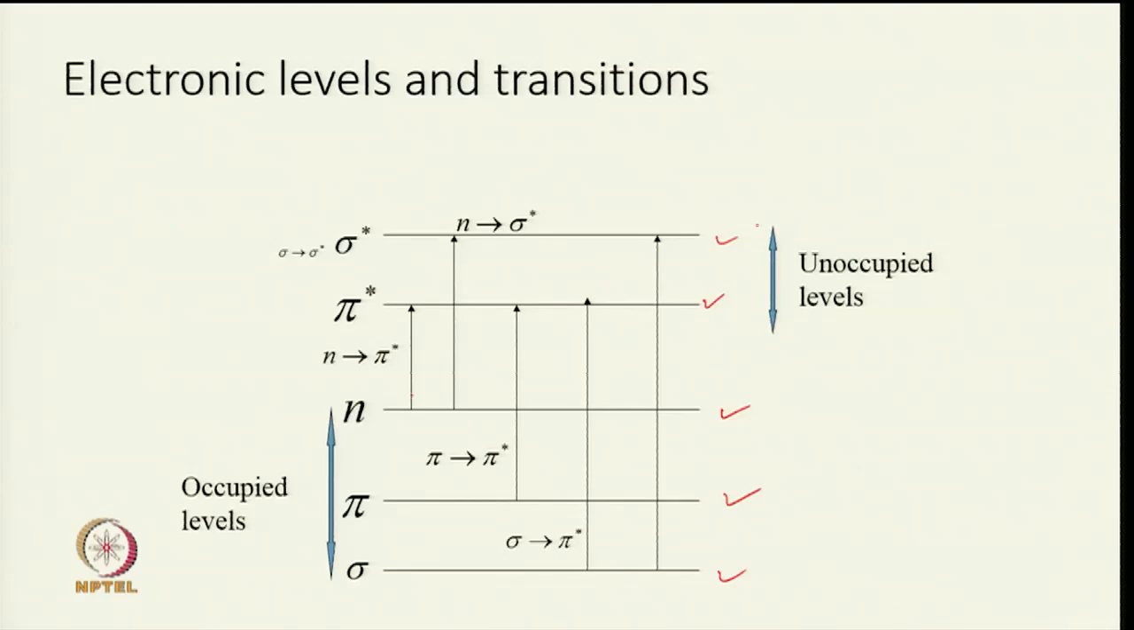So you can see that when an electron is in the n level and it goes to pi star, that is known as an n to pi star transition. When the outermost electrons are in the pi level, they can go to pi star. And when it is in sigma, it can have sigma to pi star, or sigma to sigma star. So all these different kinds of transitions are possible.